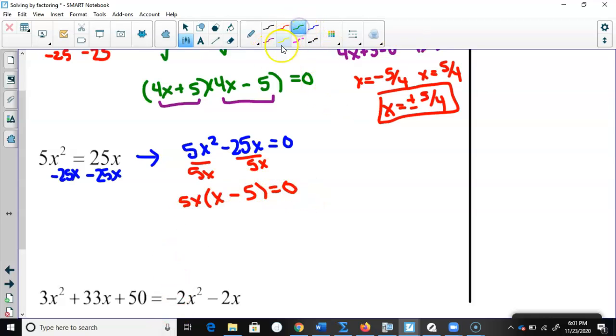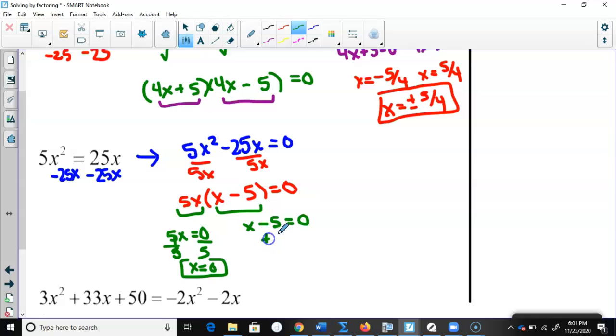Now, that was step 2. It's factored. Now, step 3 is I'm going to set each factor equal to 0. A common mistake is people forget about this one. This is a factor here, 5x. 5x is equal to 0. And then I have another factor here as well, x minus 5 is equal to 0. I'm going to divide by 5 on both sides here. I get x is equal to 0. I'm going to add 5. I get x is equal to 5. And we are good to go.